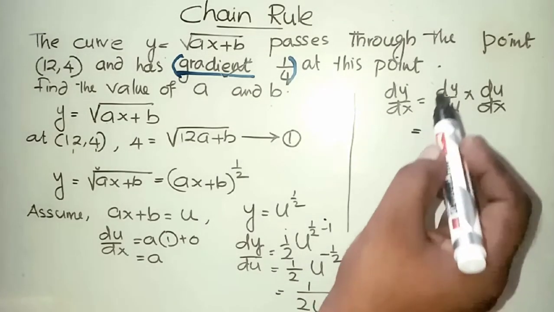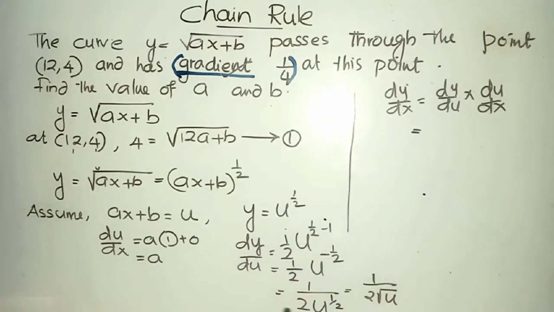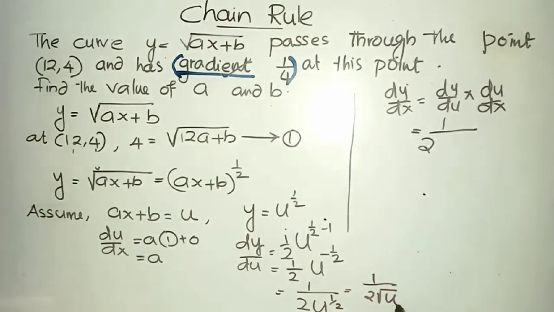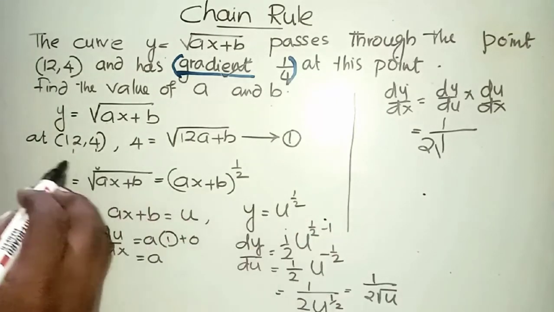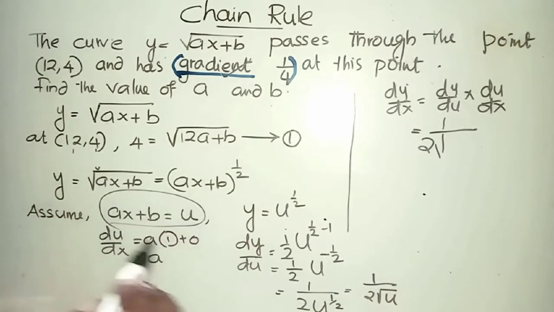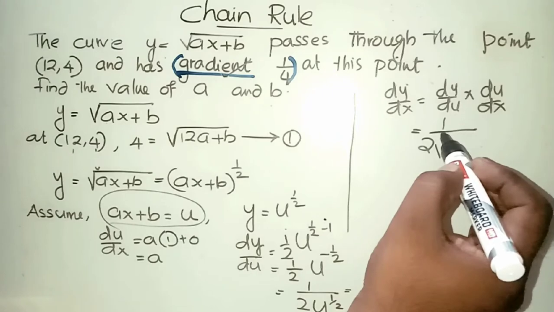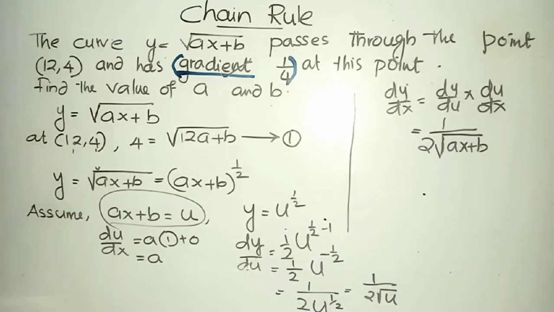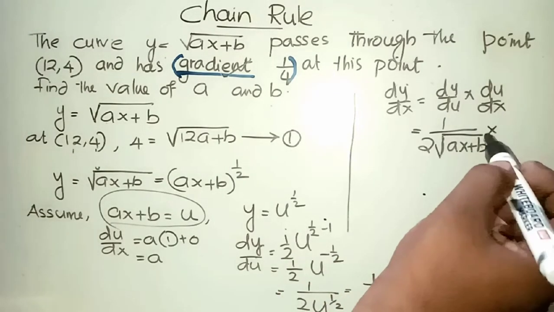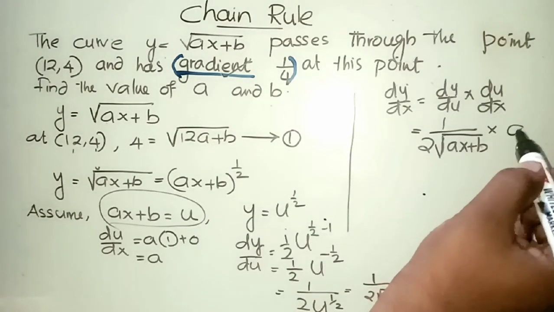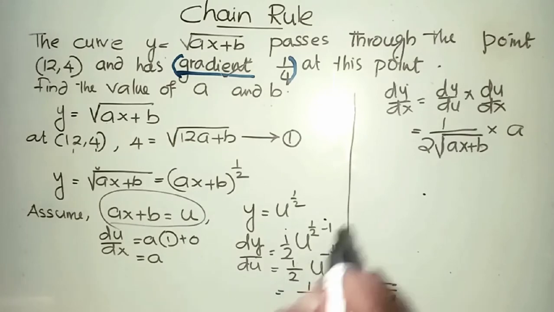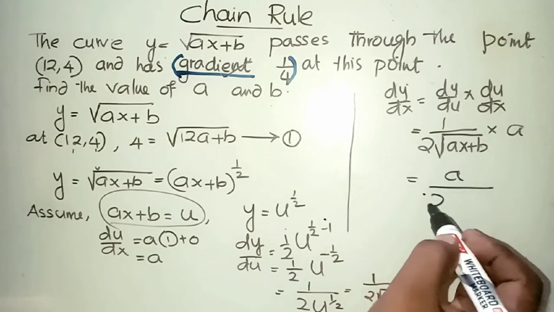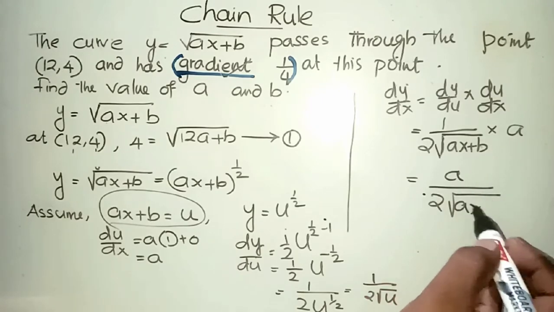That is equal to dy by du, which is 1 by 2 root u. As per our assumption, u is ax plus b. So 1 by 2 root of ax plus b times du by dx, which is a. So we get dy by dx as a by 2 root of ax plus b.